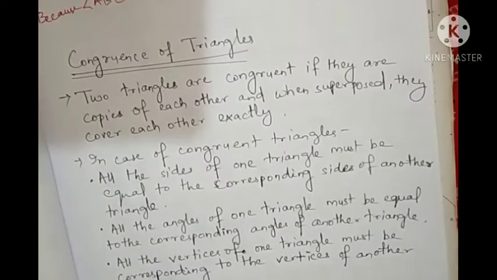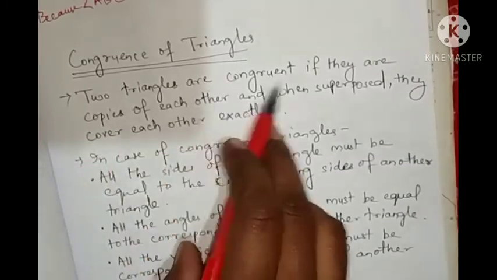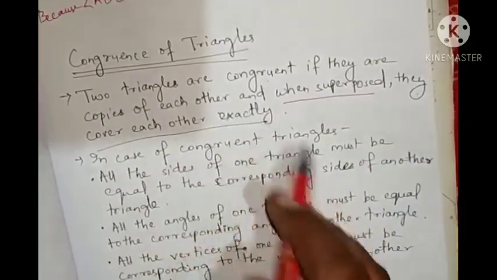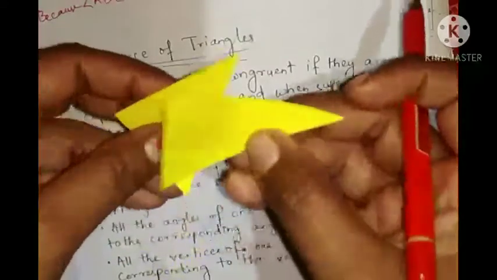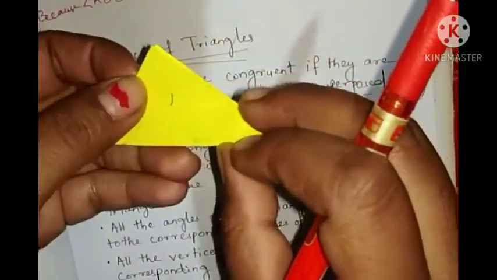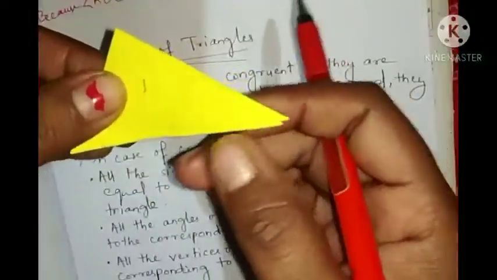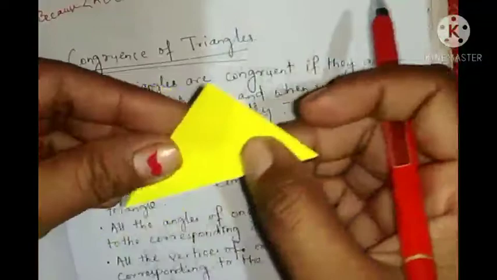Next we will see congruence of triangles. Triangles have three sides, three angles and three vertices. Two triangles are congruent if they are copies of each other, and when superposed they cover each other exactly. You can see these two triangles, 1 and 2. How are they congruent? If you keep or superpose one on another, what will you see? They cover each other exactly. Look at here, from the front it is covered, from the back also it is covered exactly.